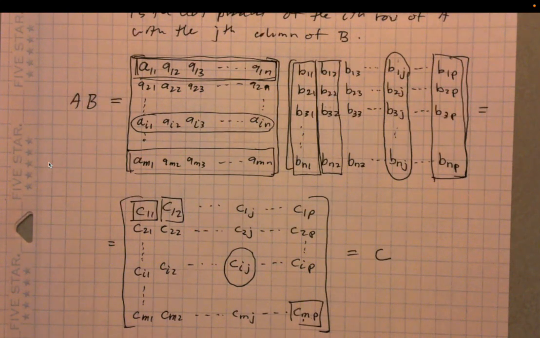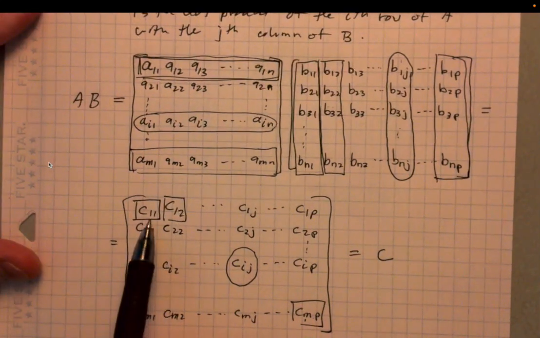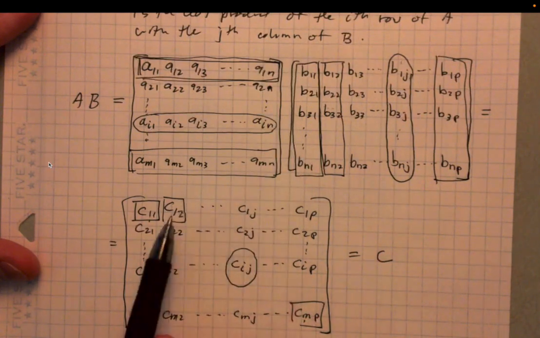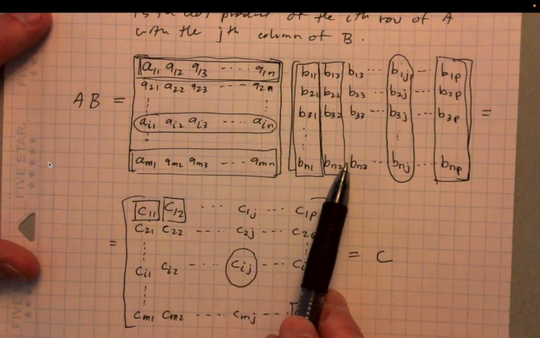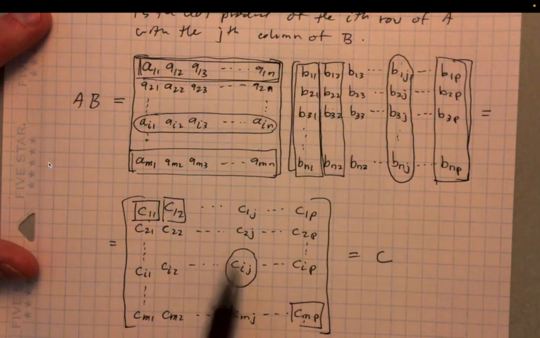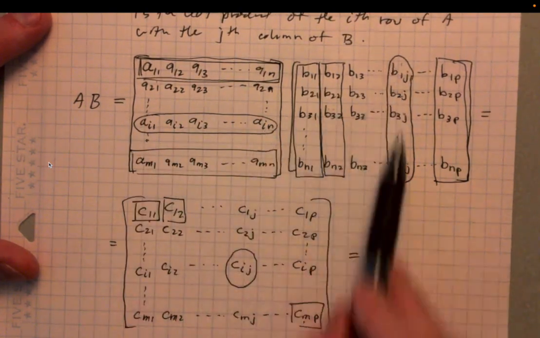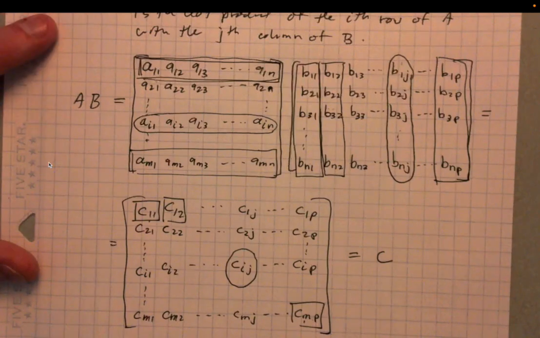Okay, we'll do a lot of examples here in a second, but that's the basic idea. You're always dotting a certain row of A with a certain column of B. The 1, 1 entry will be the first row and the first column. The 1, 2 entry will be the first row and the second column. Right? The ij entry is the ith row and the jth column.